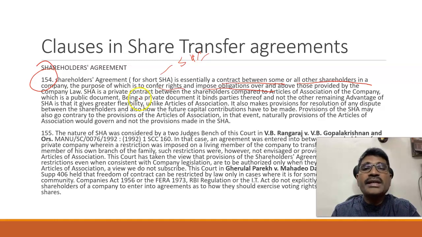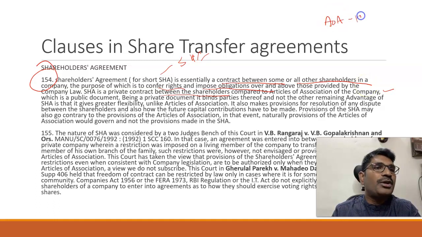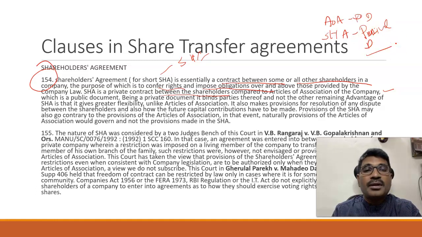SHA, that is the shareholders agreement, is a private contract between the shareholders, compared to the AOA of a company, which is a public document. So two principles are coming. AOA is a public document and SHA is a private document. So you have the private document and the public document. Being a private document, it binds the parties thereto and not others remaining outside.